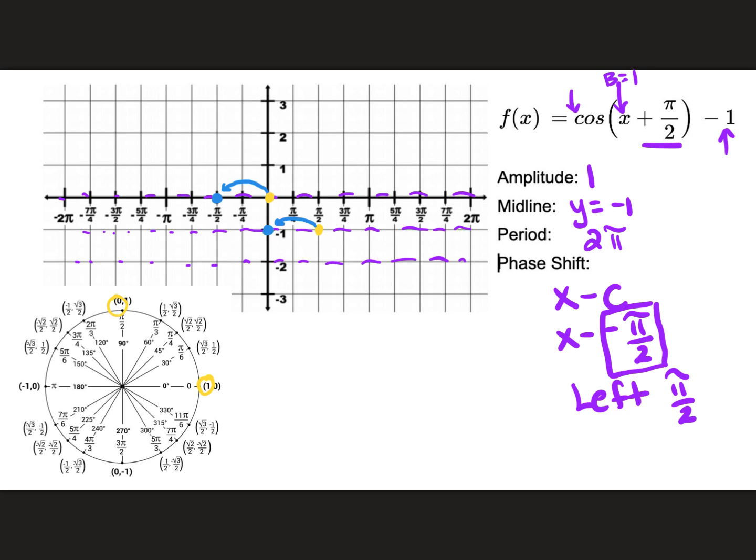And after you do a couple of those, you can see that shape start to appear. So pi should be at negative 1, which means it's a minimum. And we'll move it back pi over 2. And we'll do one more. 3 pi over 2 should be at 0, which is a midline. And we'll move it back pi over 2. So I'm going to connect these blue lines, and there is your cosine.